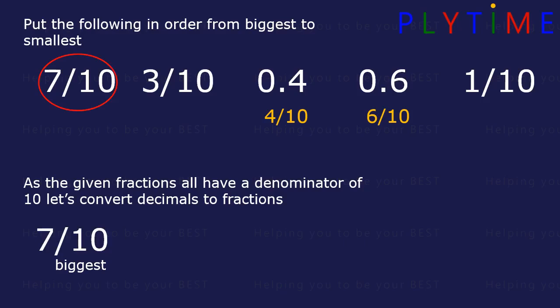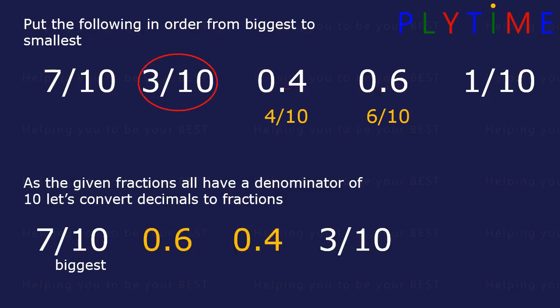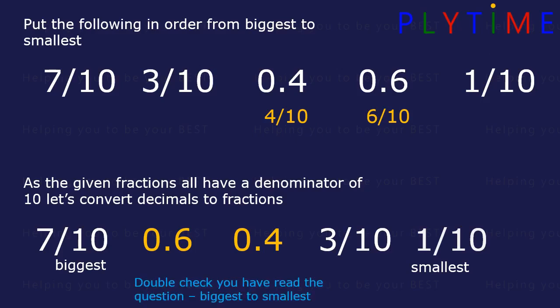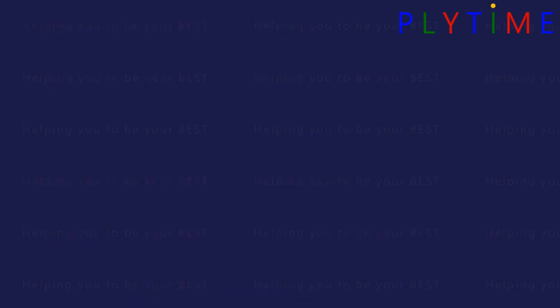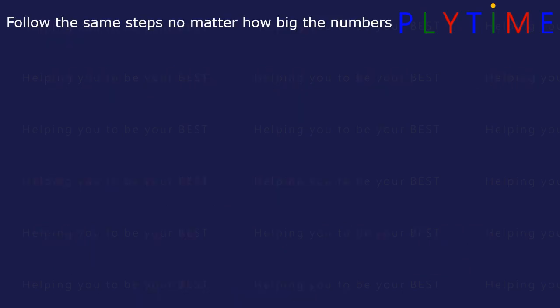The biggest is 7/10, then 6/10, again we put 0.6, then 4/10 or 0.4, then 3/10, and the smallest is 1/10. Double check you've read the question carefully. Biggest to smallest. Yes, that's right. Follow the same steps no matter how big the numbers are.